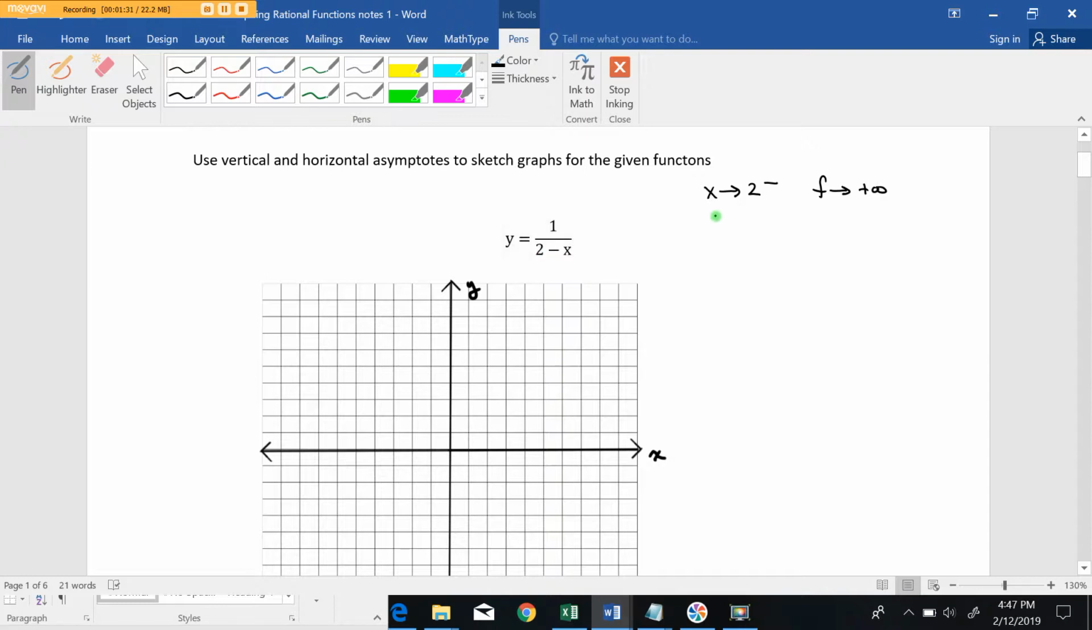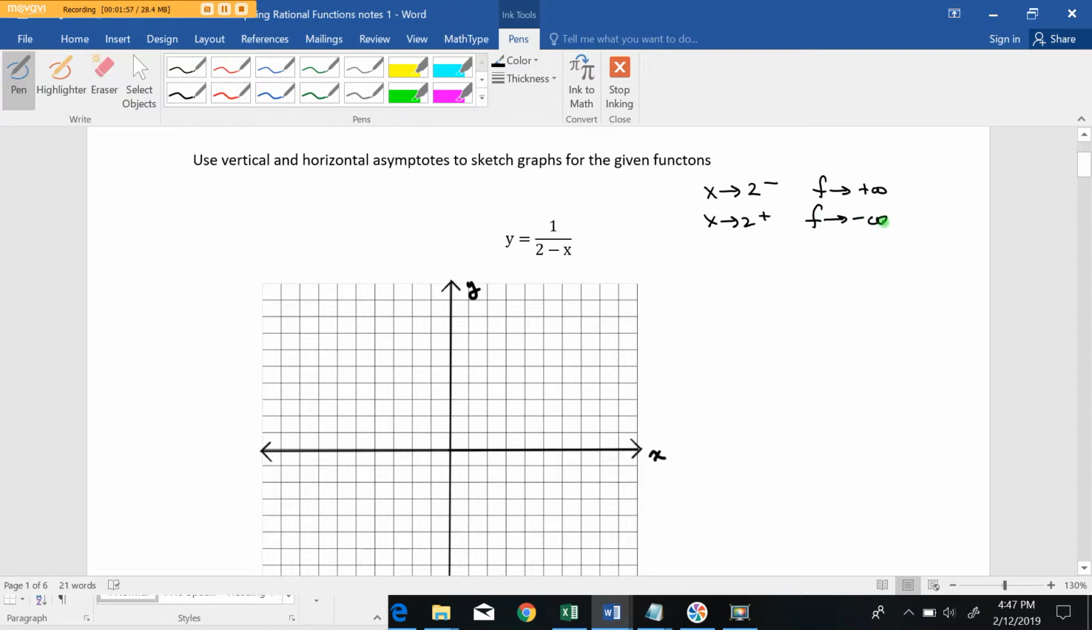As x approaches 2 from the right, the bottom still goes to 0, which makes the function really, really big. But if we approach from the right, 2 minus something like 2.1 or 2.01 is a negative number. So the function ends up going to minus infinity. I'll just write that out. The function approaches minus infinity here.